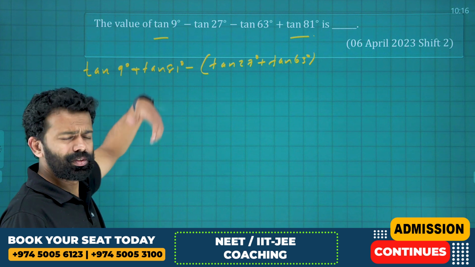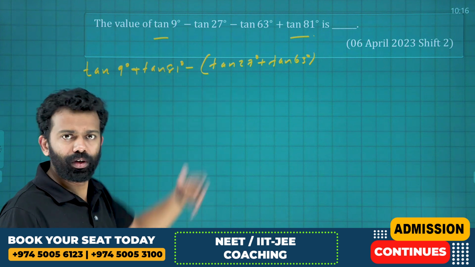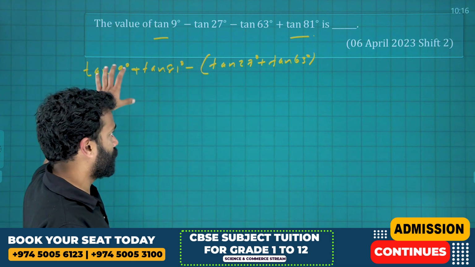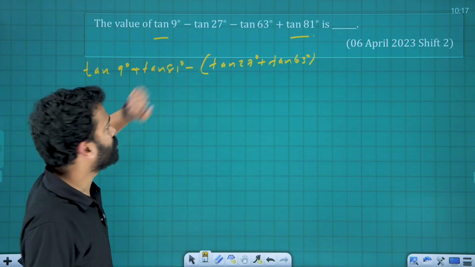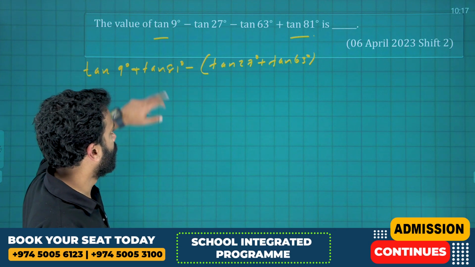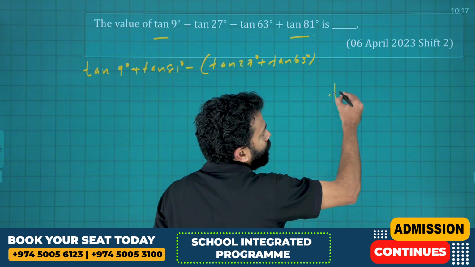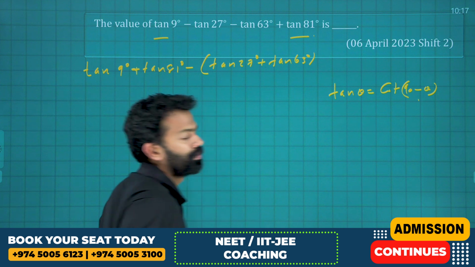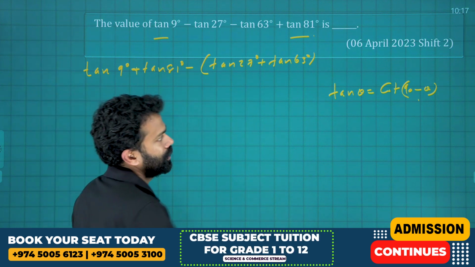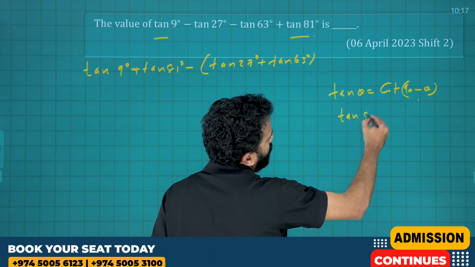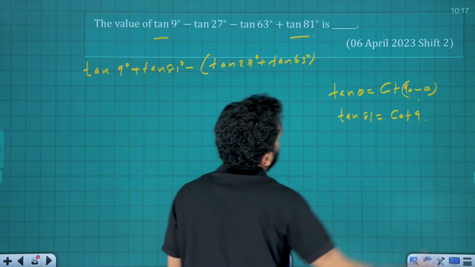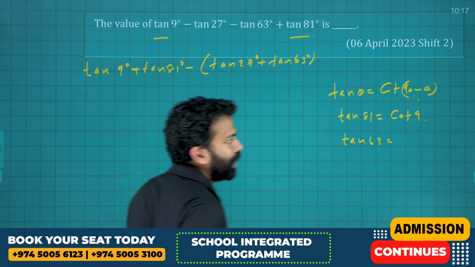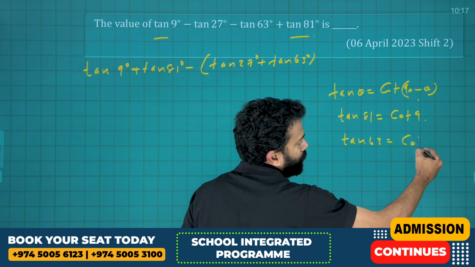See, in the question which we did just before, in terms of tan 15, we know that value already, but here the problem is that we do not know the value of any of this. So, what I am going to do is I am trying to simplify this one. So, we know that tan theta is equal to cot 90 minus theta, right? Therefore, what will be tan 81? Tan 81 is equal to cot 9. And what will be tan 63? Tan 63 is equal to cot 90 minus 63, that is cot 27.